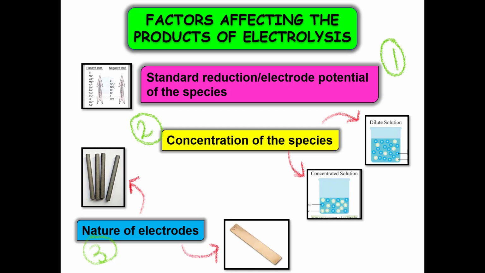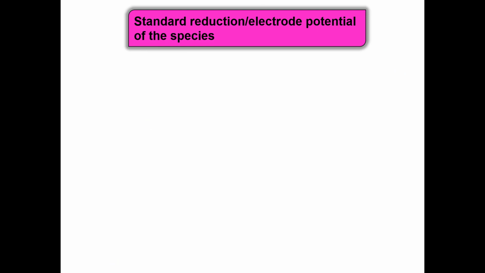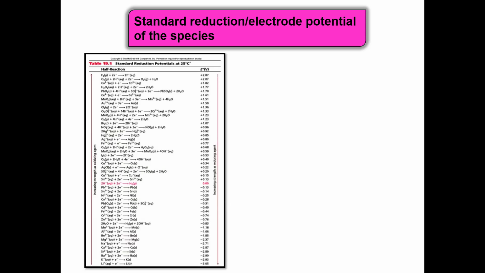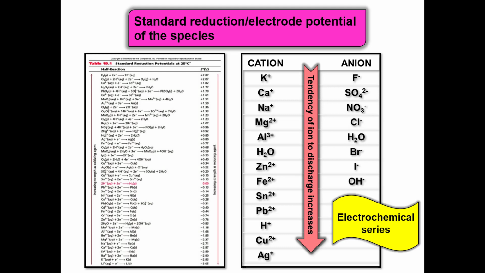as a copper electrode. For the first factor, the product from the electrolysis is determined by comparing the electrode potential of the species given. The more positive the electrode potential, the easier it is to reduce, and vice versa. Or you may use your previous knowledge from SPM level, which uses this table, but with a bit of difference, as we are not using H+ and OH- anymore, but we are referring to water.